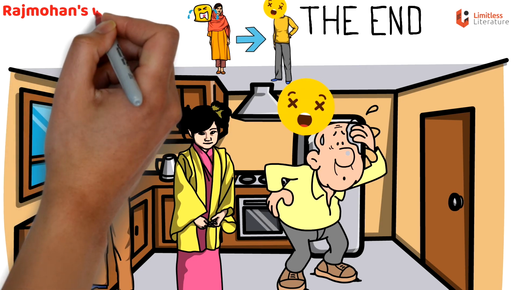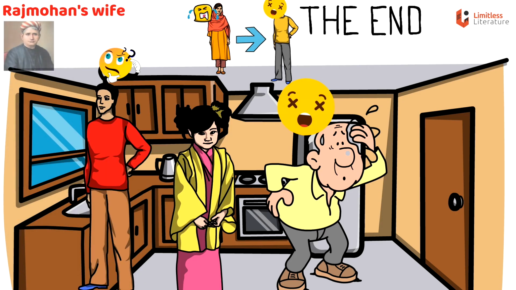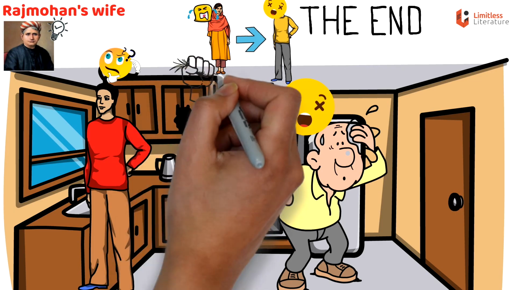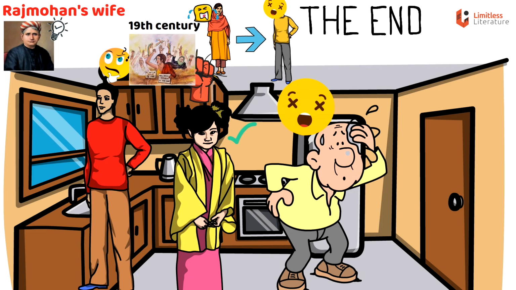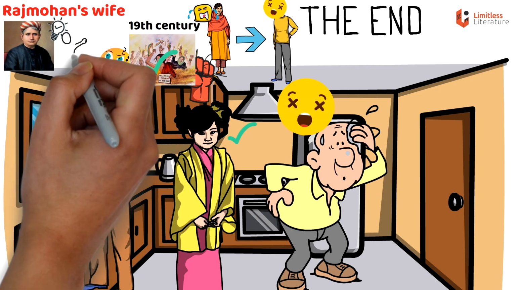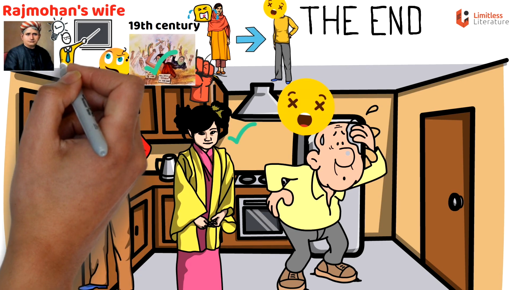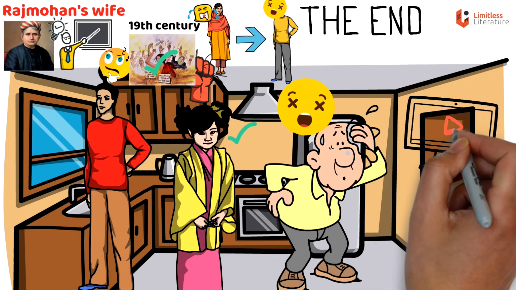It has been said that the story has an abrupt ending, but the author has skillfully portrayed the life of Matangini and how she took a stand for herself in that 19th century when a woman had to face a lot of problems in a patriarchal society. So you see, a woman taking a stand for herself. That was what author Bankim Chandra Chatterjee wanted to portray in this novel. So that's the story of Rajmohan's Wife.